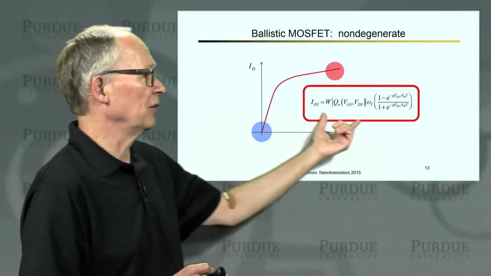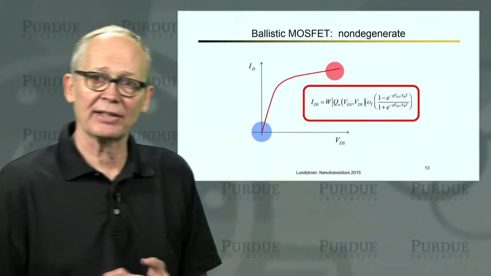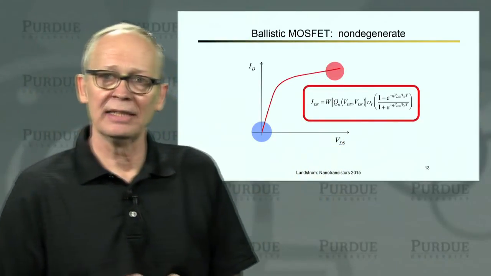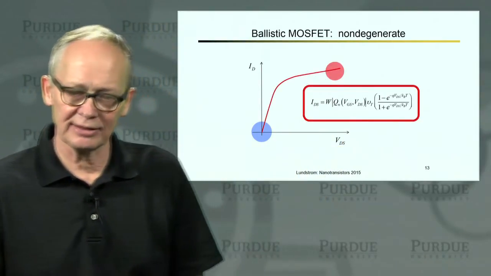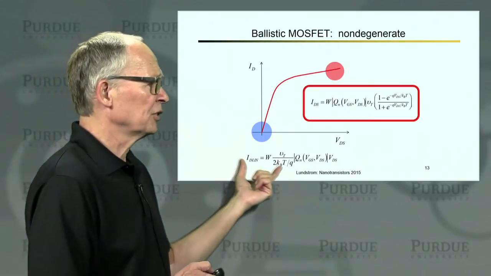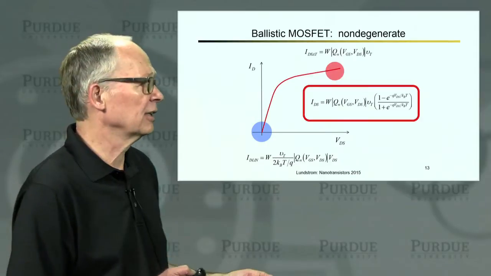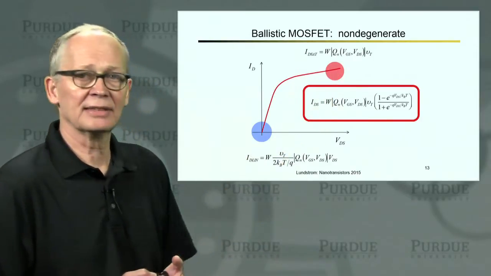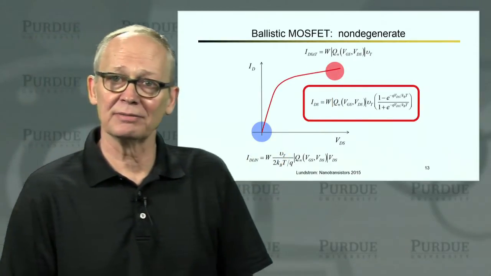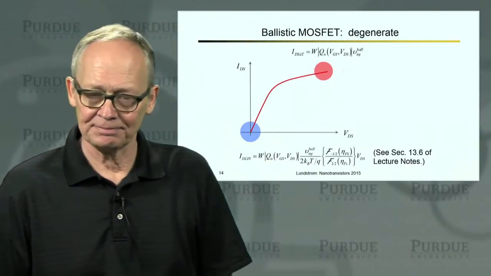We went through that calculation, and this is our IV characteristic of a ballistic MOSFET, assuming non-degenerate carrier statistics. For small drain voltages, it simplifies to this expression for the linear current. For large drain voltages, it simplifies to this expression for the saturation current.